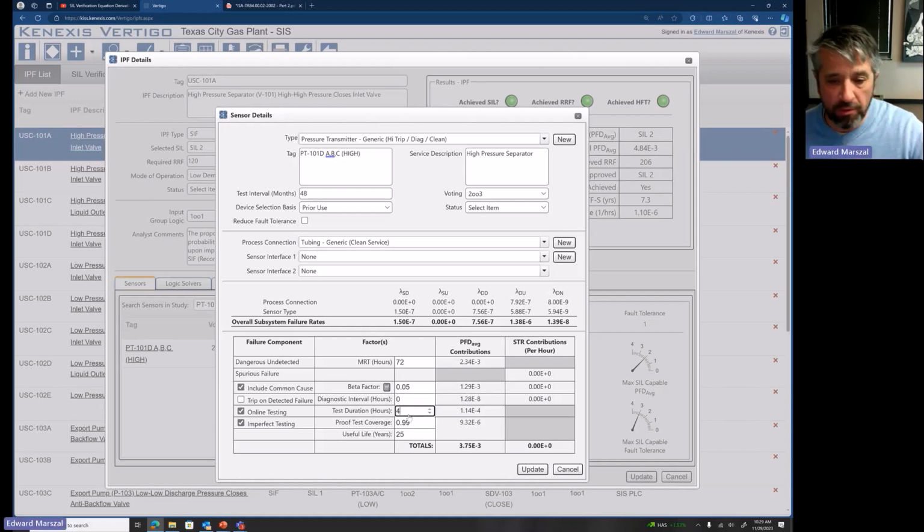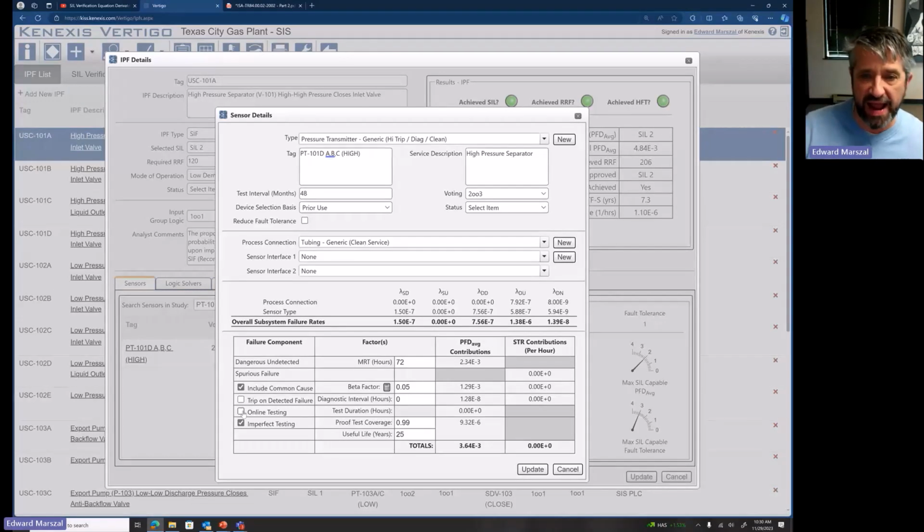Okay, so in this case, over the course of a 48-month full proof test, I'm going to spend 4 hours in bypass, and that's going to give me a PFD of 1.1 E-4. So that's the online testing term, or the bypass duration term, which goes by a number of names. Generally, in the original version of the report, we assumed that nobody's going to do this, back in 2002 when that technical report was first released.